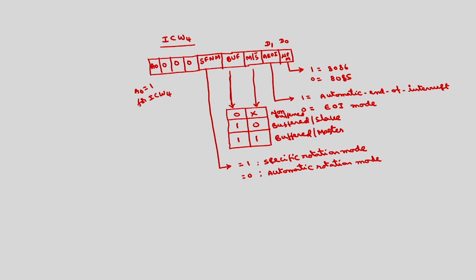Using these initialization command words, we will write some programs later. At that time, the operation of ICW4 and how to form ICW 1 to 4 will be clear. Then in addition to these initialization command words, there are some operational command words also, OCW. So, we have 3 operational command words. We will discuss these operational command words in the next lecture. Thank you.